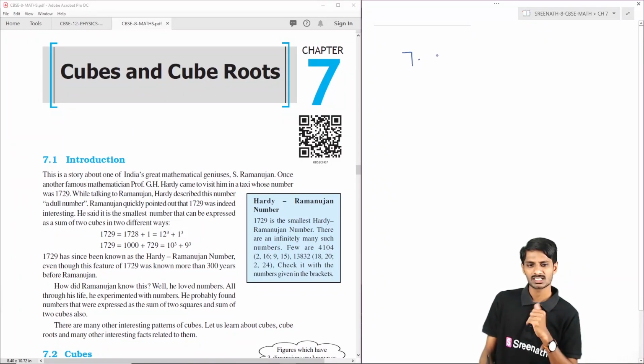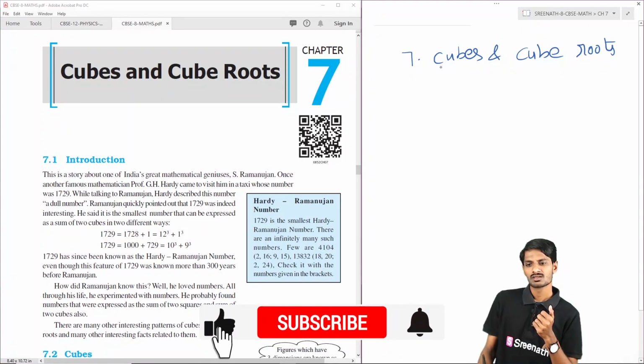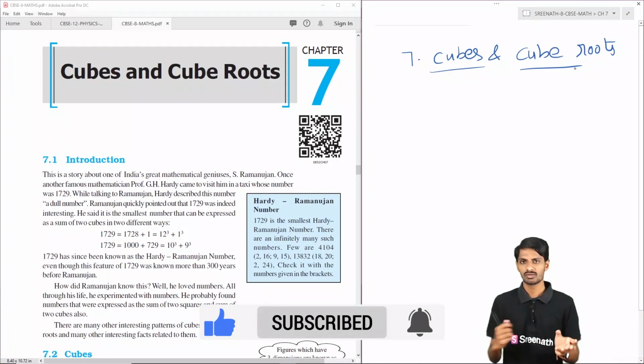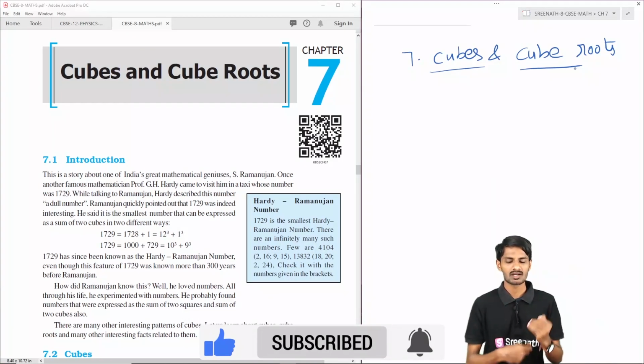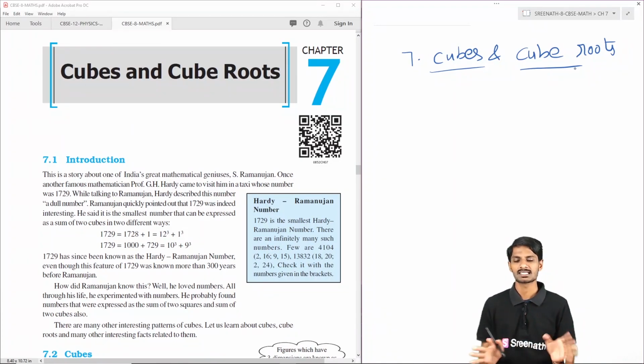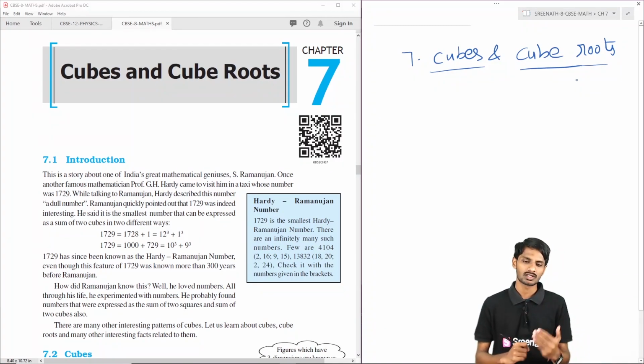So our present 7th chapter is cubes and cube roots. Previously we have discussed squares and square roots. What is a square number and what is a square root? That was the previous chapter, the 6th chapter. Here we are going to discuss cubes and what are the cube roots.